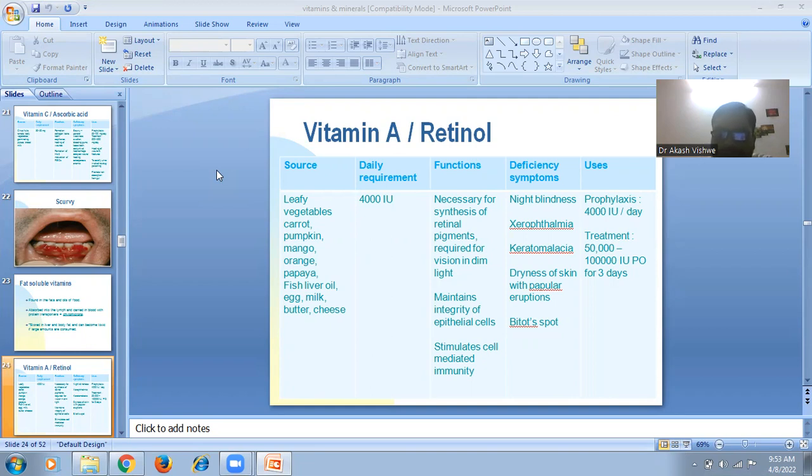So now we're talking about the deficiency symptoms of vitamin A. In the condition of deficiency of vitamin A, it can cause night blindness, xerophthalmia, keratomalacia. It can also cause dryness of the skin with papular eruptions.